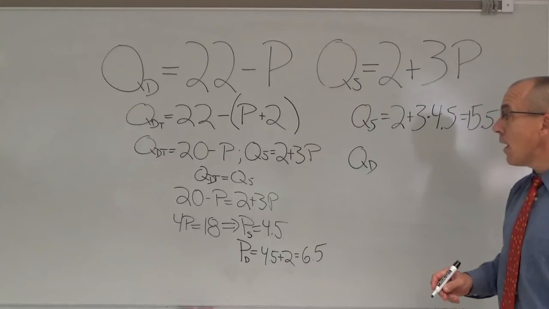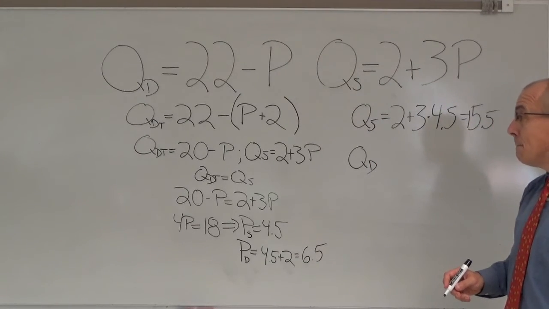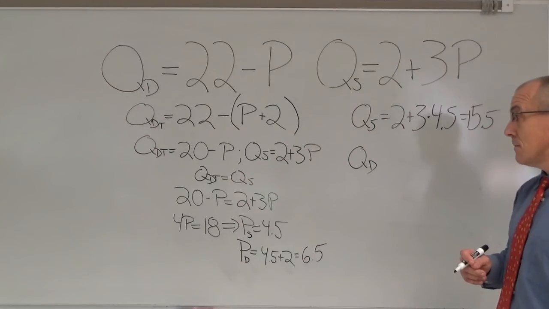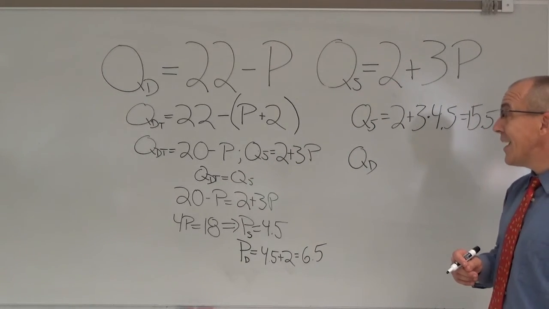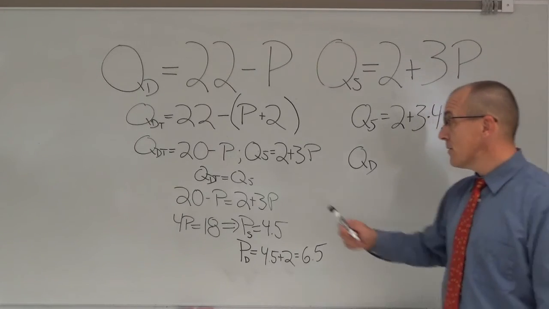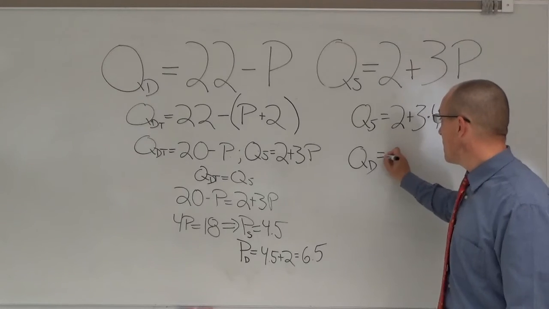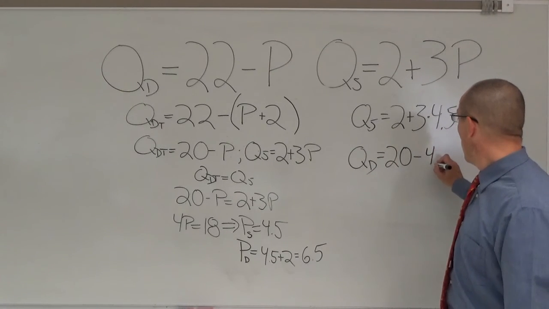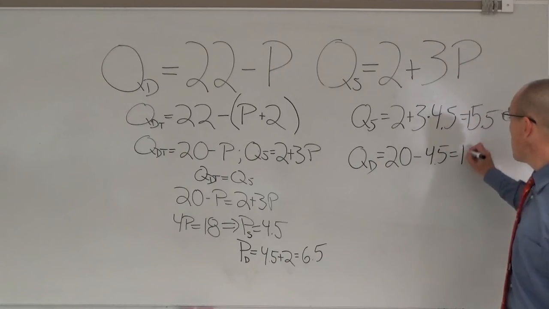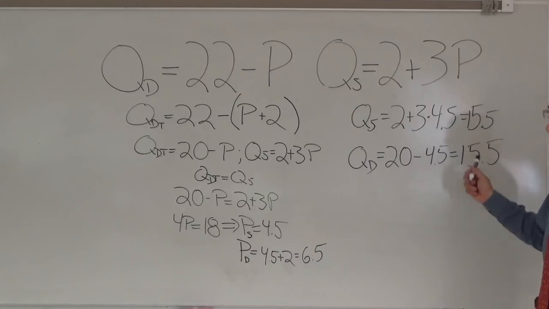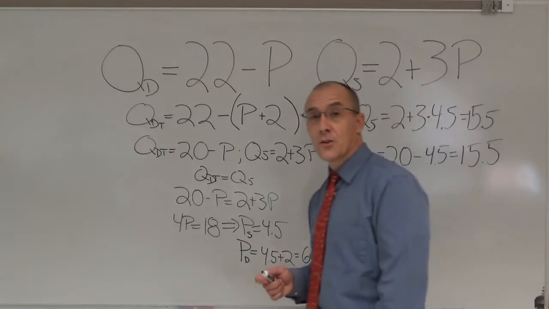Quantity demanded: we take our modified demand curve, factoring in the tax, 20 minus 4.5. This also gives us 15.5. Identical quantities here, again a good way of checking your work.